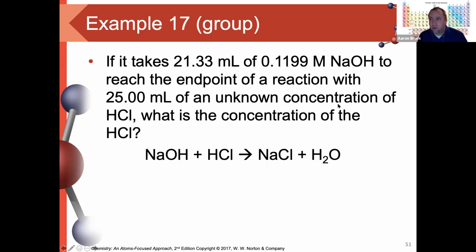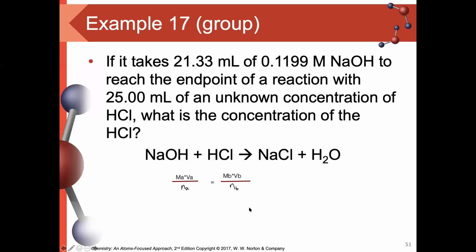All right, last example, and then we'll call it a week. Go ahead and work on this yourselves. You've got 21.33 milliliters of 0.1199 molar NaOH reacting to reach the endpoint of a reaction with 25 milliliters of an unknown concentration of hydrochloric acid. What we want to know is, what is that concentration? We've given you a balanced chemical equation here already. You just have to figure out how to get to the concentration. I'll give you a couple of minutes and we'll talk about it, and that's where we'll end for the week.